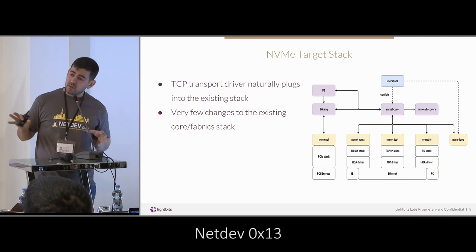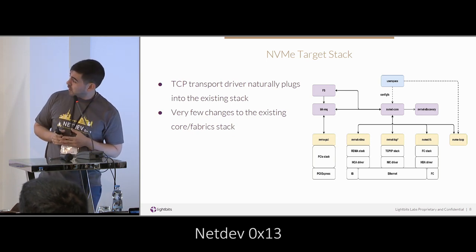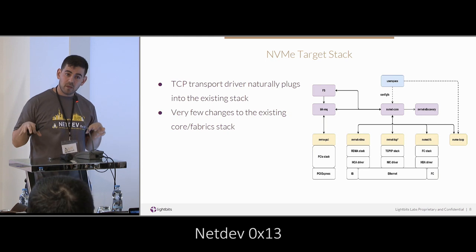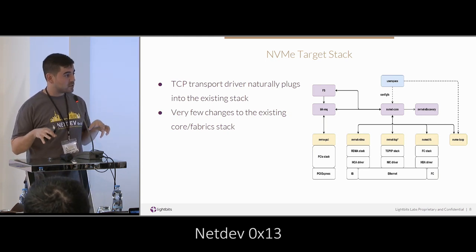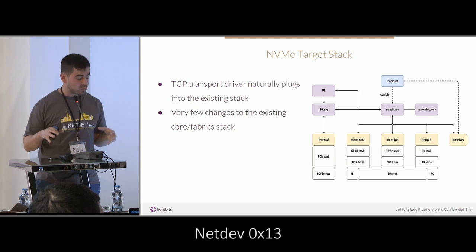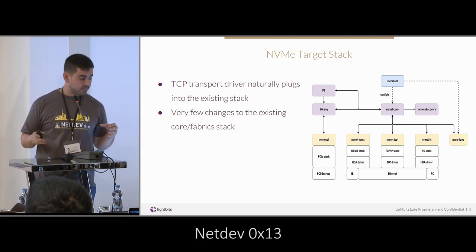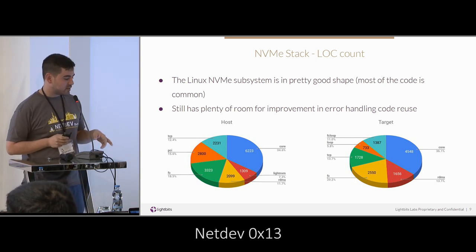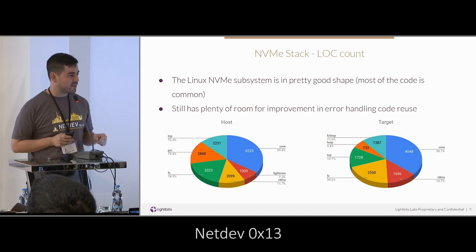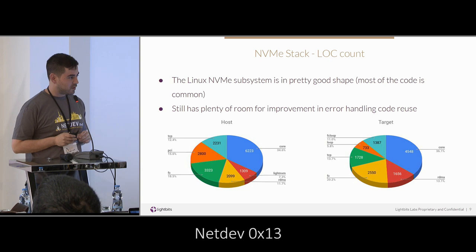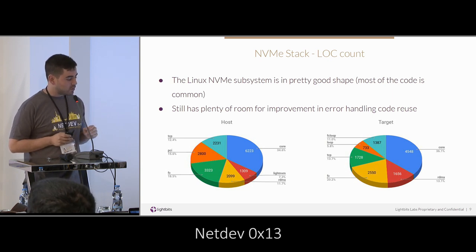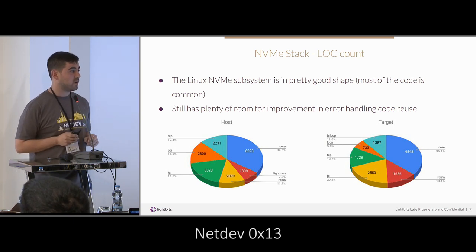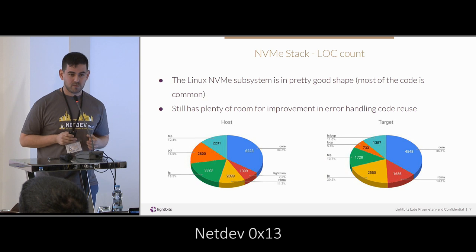On the target side, we tried to do the same thing. We put NVMe over TCP, again, just as a transport binding, with very few changes to the existing core and fabric stack. As you can see here, this is from a few weeks ago, not from yesterday, because yesterday I checked and it's different. But most of the code sits in the common driver. Today we are almost reaching 45% of the code in the common driver, but we are still working on it, and there is still plenty of room for improvement.